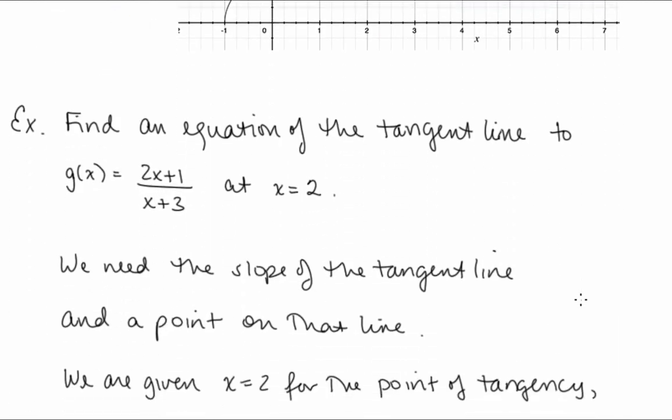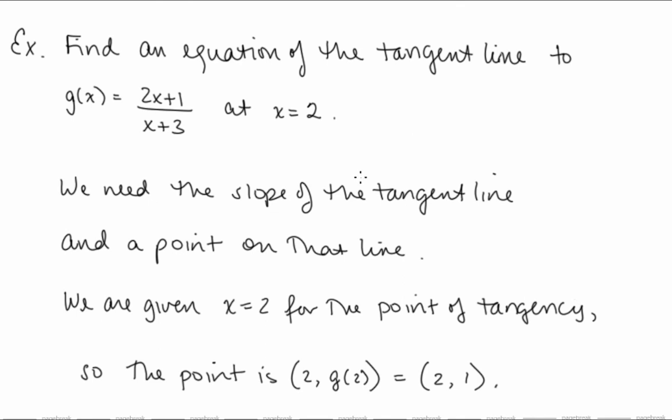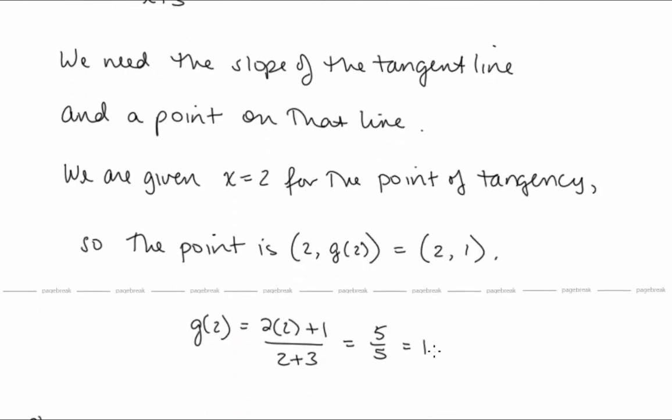Let's take a look at another example. Find an equation of the tangent line to g of x equals 2x plus 1 over x plus 3 at x equals 2. So in order to find an equation of the tangent line, we need the slope of the tangent line and a point on that line. Well, we're given x equals 2 for the point of tangency, so we just need to find g of 2 for the corresponding y value for that point. So plugging 2 in here, we see we get 5 over 5, and that's equal to 1. So we have g of 2 is equal to 1, and so the point of tangency is 2, 1.